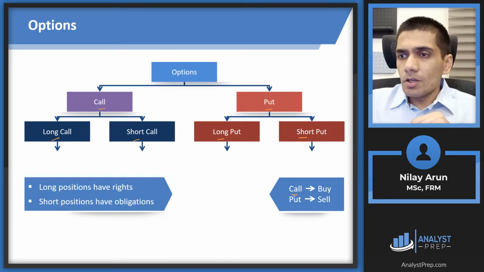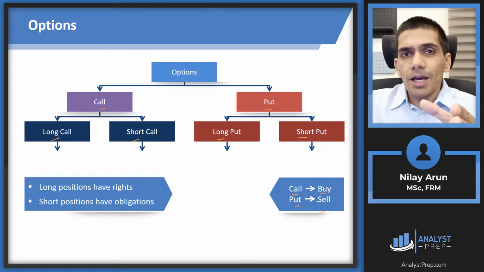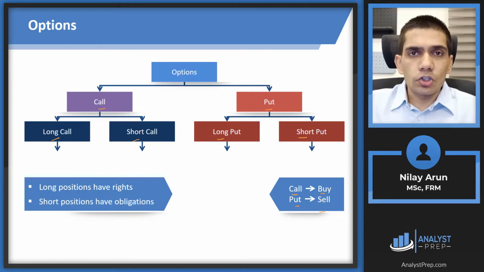First of all, call options and put options. Call options are for buying the underlying and put options are for selling the underlying. This is something which you'll see across all the texts. Now, remember, whenever we are talking about buying and selling in this case, again, we are talking about it from the long's perspective, not the short's perspective. Now, long positions have rights and short positions have obligations.